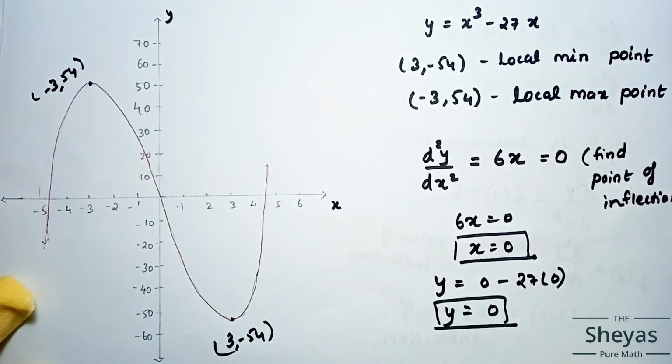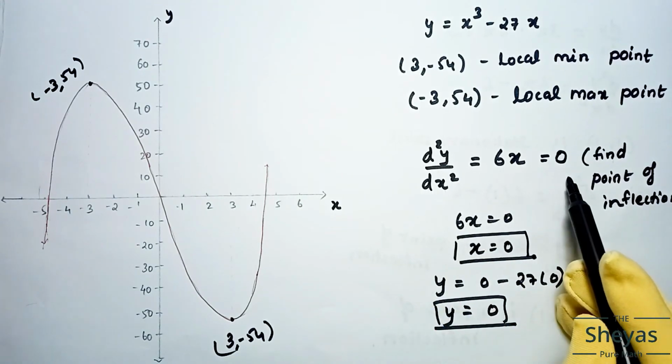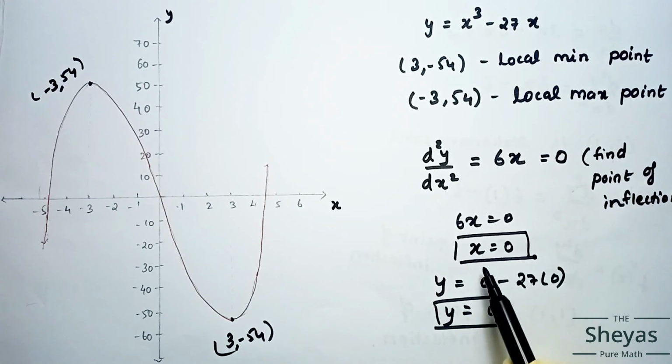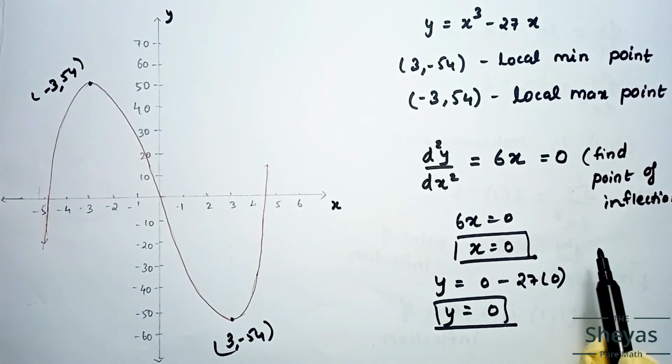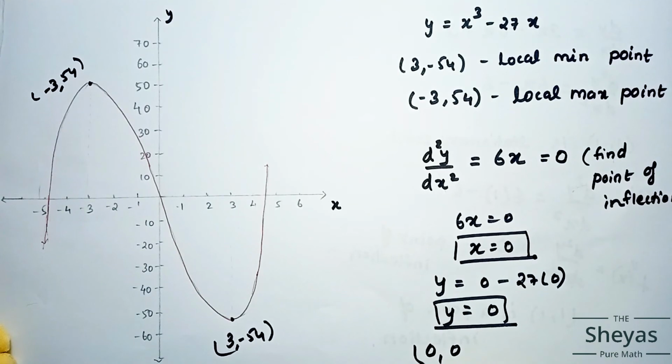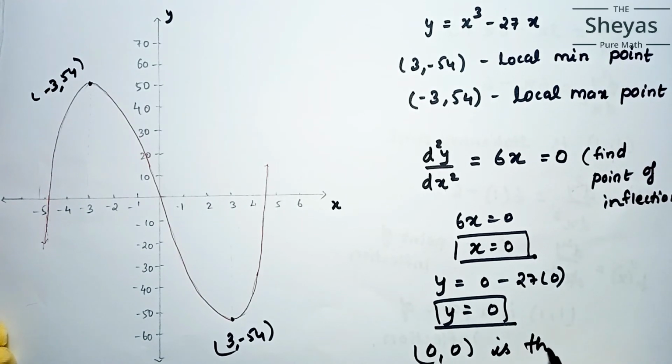So we didn't get any point of inflection from the stationary points. According to the condition, we have equated the second derivative to 0 and solved for x, and the x we have got is the x coordinate of the point of inflection, and we have substituted in y to get the y coordinate. So we are concluding that 0, 0 is the point of inflection.